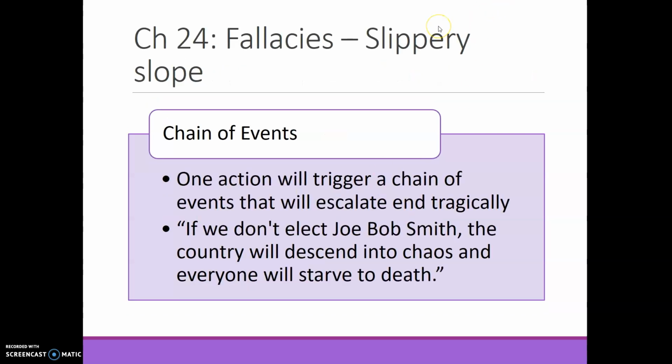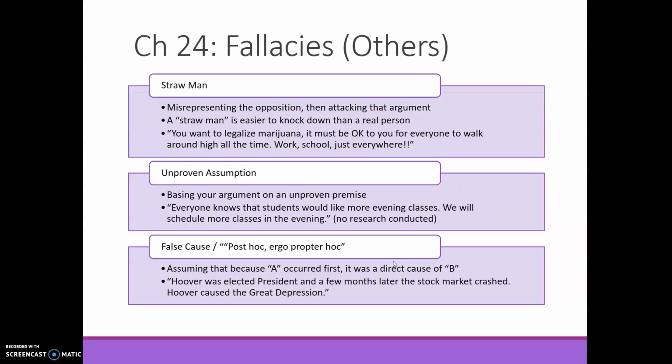And then there's the slippery slope, a pretty common one. It's a chain of events, where one action will trigger a chain of events that will escalate and end tragically. It's to scare you. The news does this a lot too, because this is a real scare tactic. So if we don't elect Joe Bob Smith, the country will descend into chaos and everyone will starve to death. And those are really trying to get a fear response out of you.